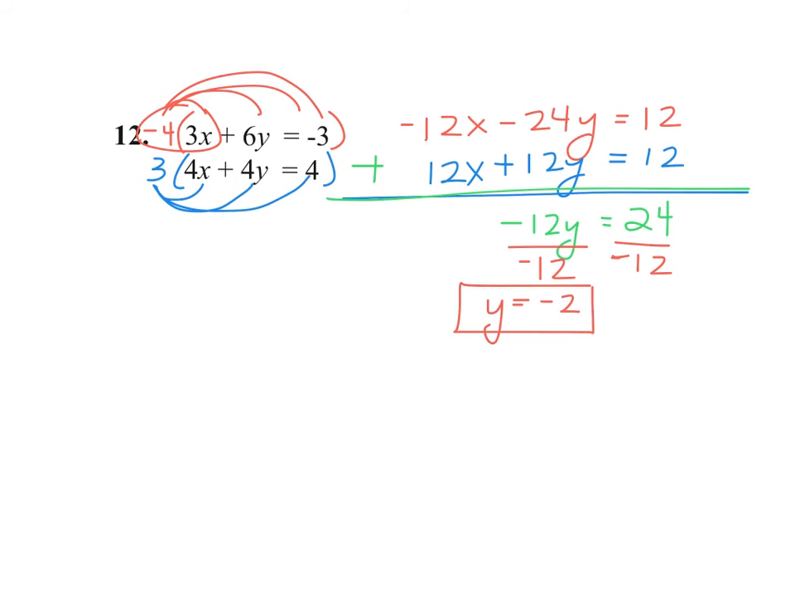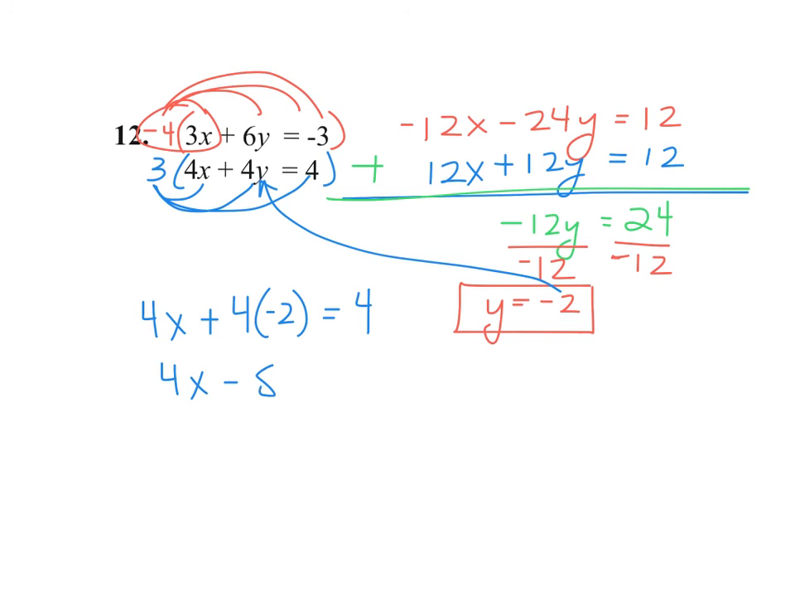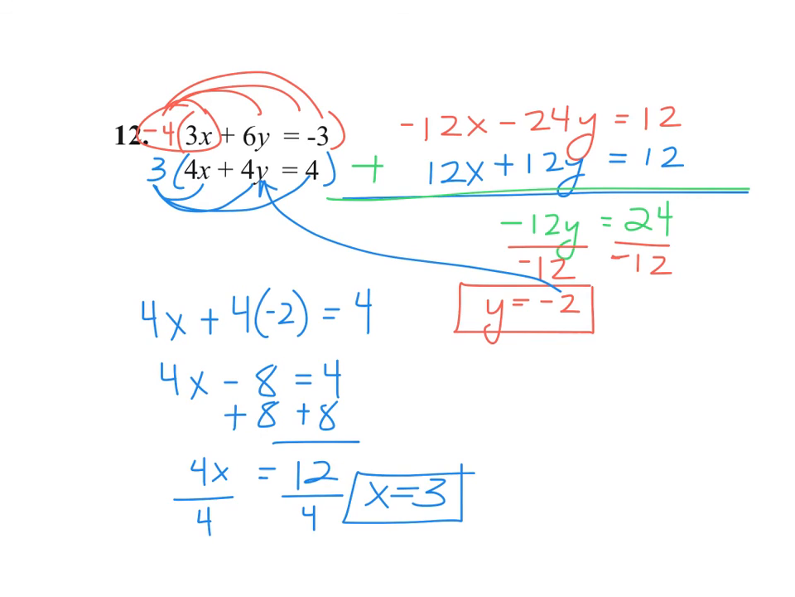Okay, and then I'll come back up top, and I would probably just plug it into this bottom one. So it's going to be 4 times x plus 4 times y, which is negative 2, equals 4. Okay, so this is 4x minus 8 equals 4. And then I'm going to add the 8 on both sides. So 12 equals 4x, and then divide by 4. So x is 3. So my answer is 3, negative 2.